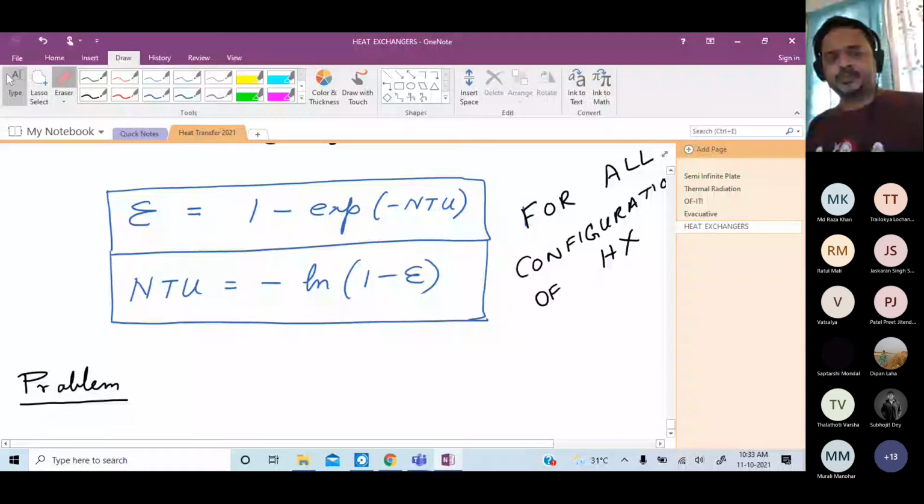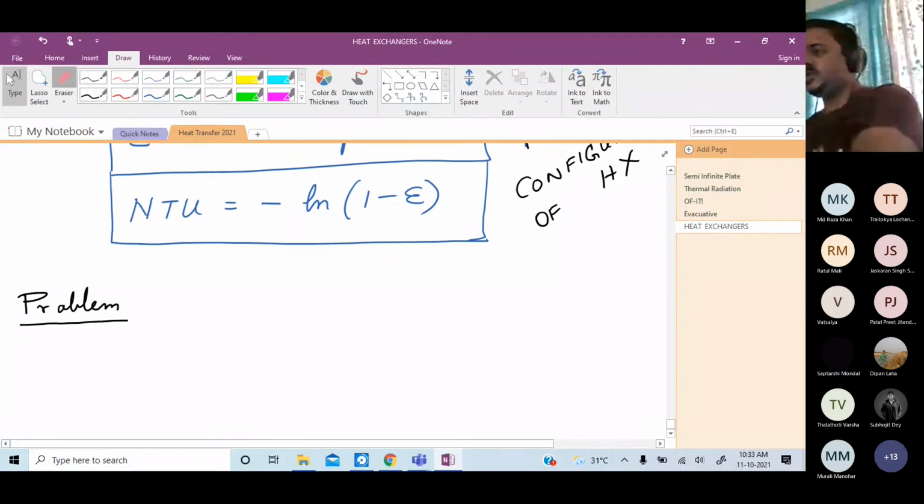Okay. So let's do the problem. What the problem says is, in a gas turbine power plant, I'm not writing everything. You please write it down. In a gas turbine power plant, heat is transferred in a plate fin heat exchanger.